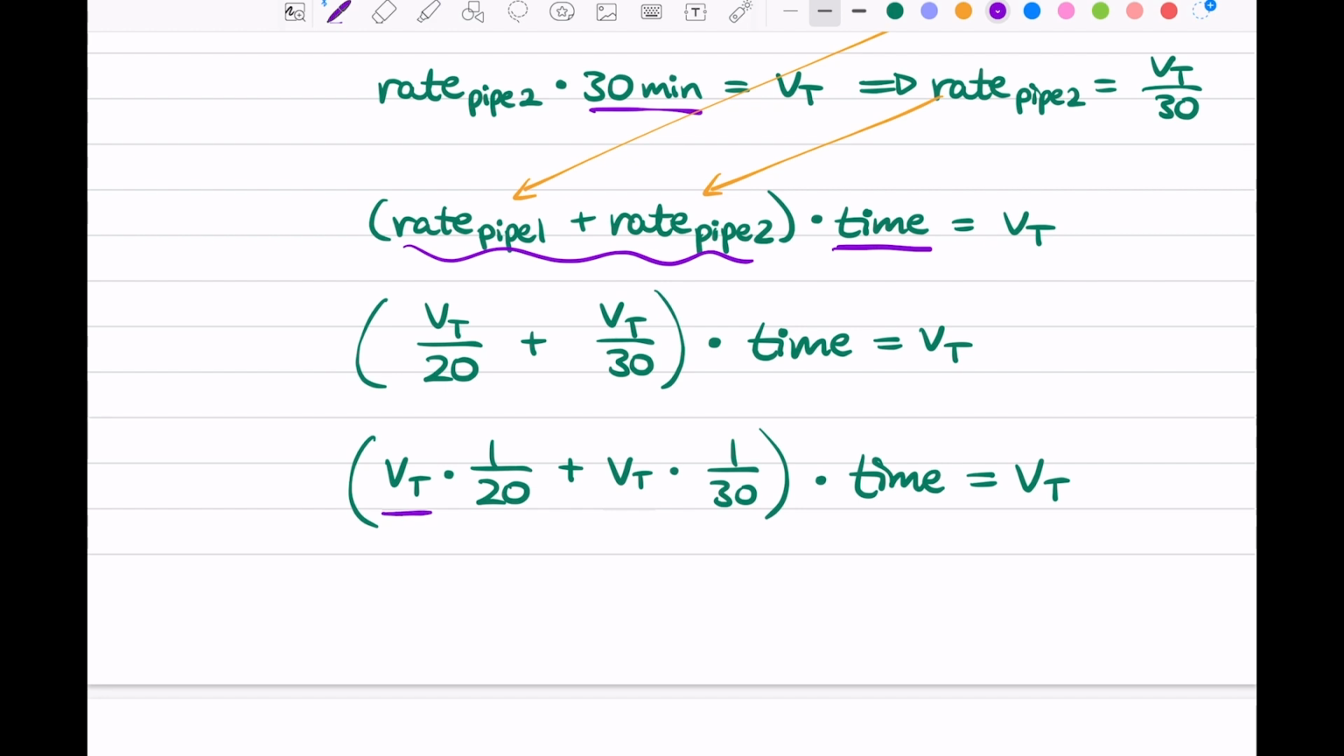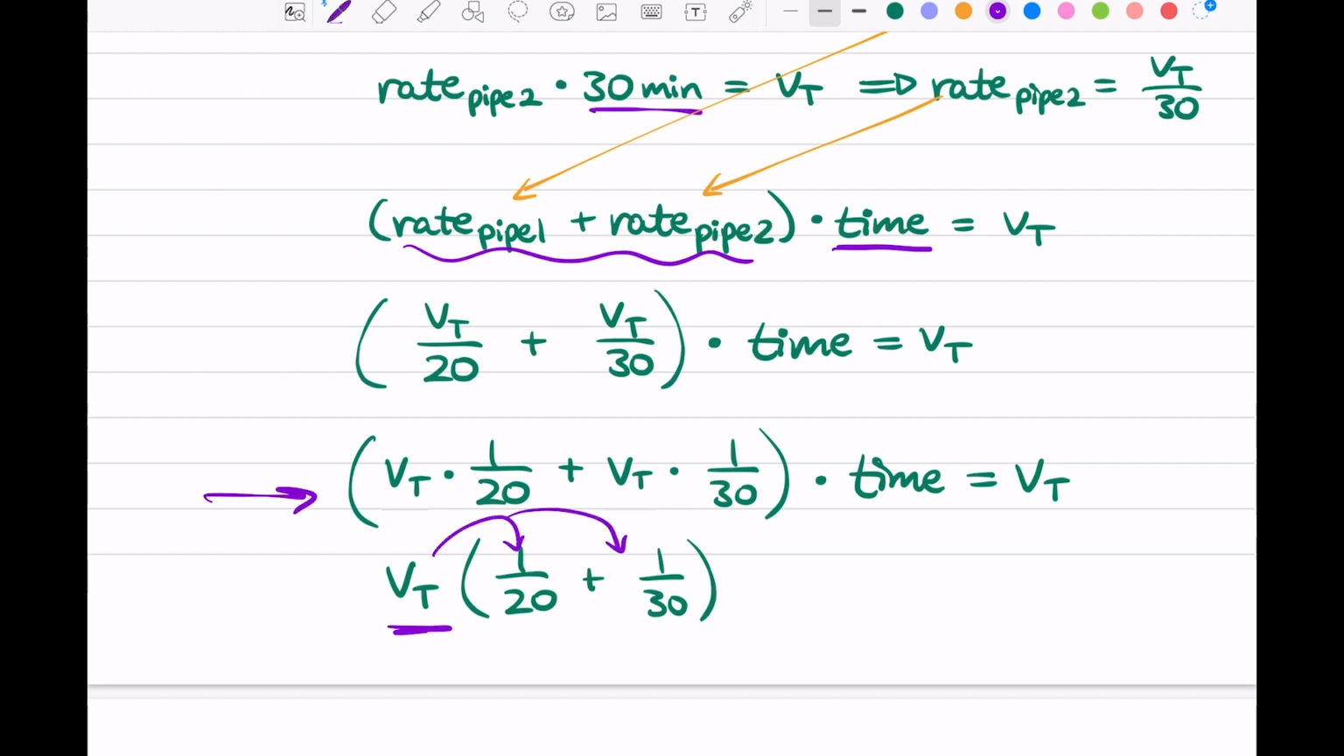Now it kind of looks like our V sub t is multiplied by each piece on the inside, as if we use the distributive property. So we can write this a different way. We can write this whole thing in parentheses as V sub t times 1 over 20 plus 1 over 30. If we use the distributive property to multiply our V sub t to each piece on the inside, we would get to our line above. So we're just going backwards. Instead of distributing V sub t to each piece on the inside, we're actually taking it out. We would say that we're factoring out the V sub t.